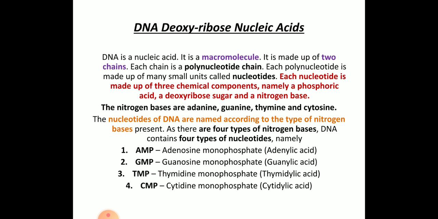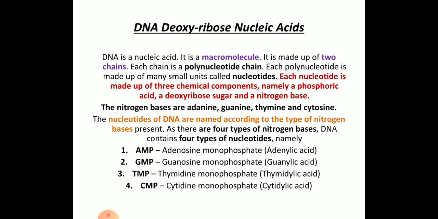Let's see the composition of deoxyribonucleic acid. DNA is a nucleic acid and a macromolecule made up of two chains, each a polynucleotide chain, made of nucleotides. The nucleotides are made up of three important chemical components: phosphoric acid, deoxyribose sugar, and a nitrogenous base.